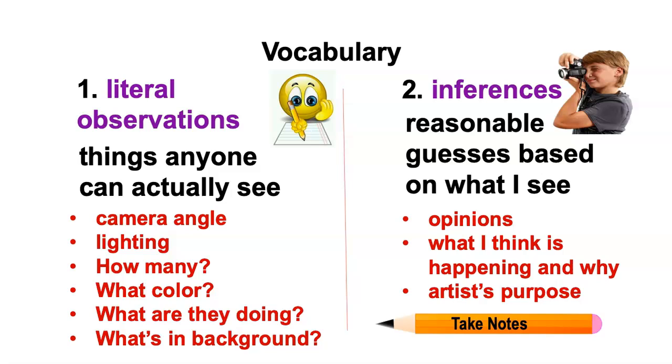As you know, inferencing involves making a reasonable guess from the information that you have. You can infer more about the picture based on what you see. You can describe what you think is going on and why. You can also try to figure out the photographer's or artist's purpose for taking or creating the picture. So inferences involve your opinions.